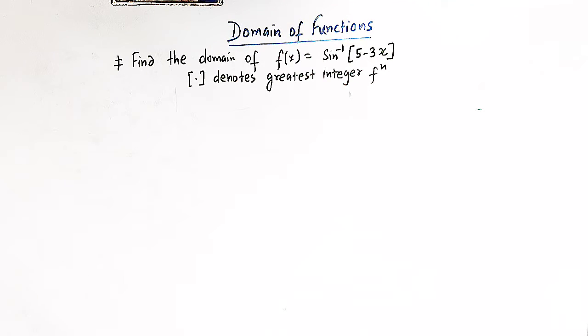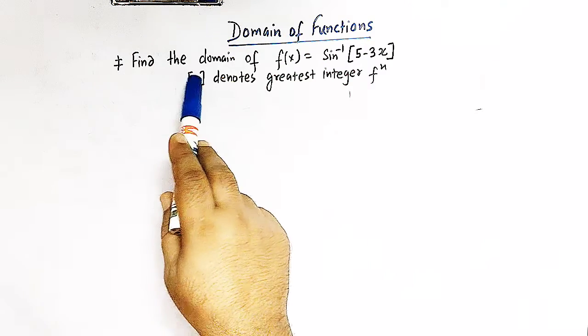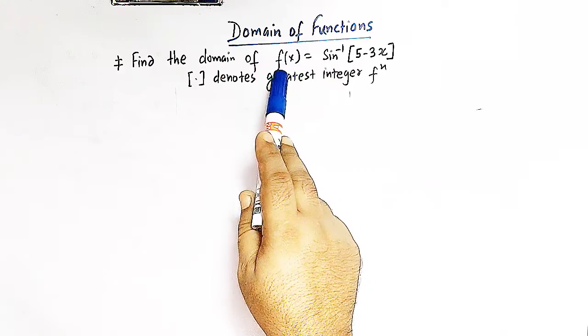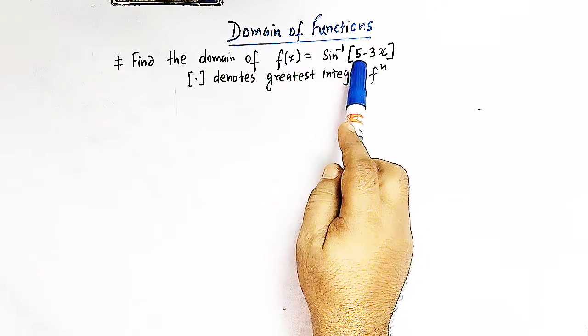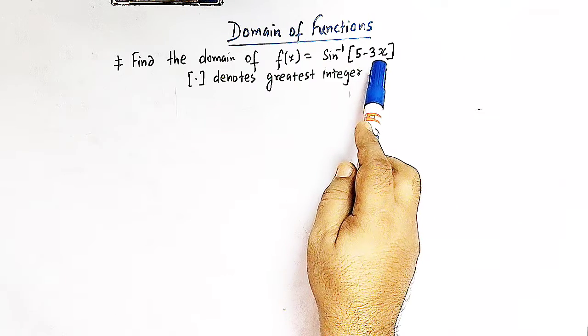Hello, viewers. In today's session, we are going to discuss another important and conceptual problem from the domain of functions, right? Here we have to find the domain of the function f of x, which is equal to sine inverse of the greatest integer of 5 minus 3x.